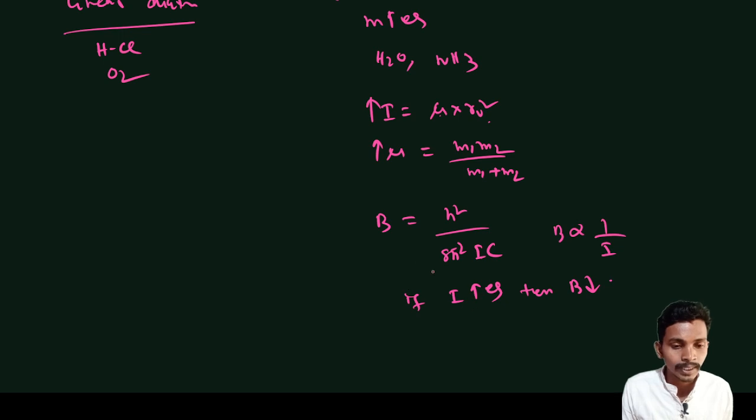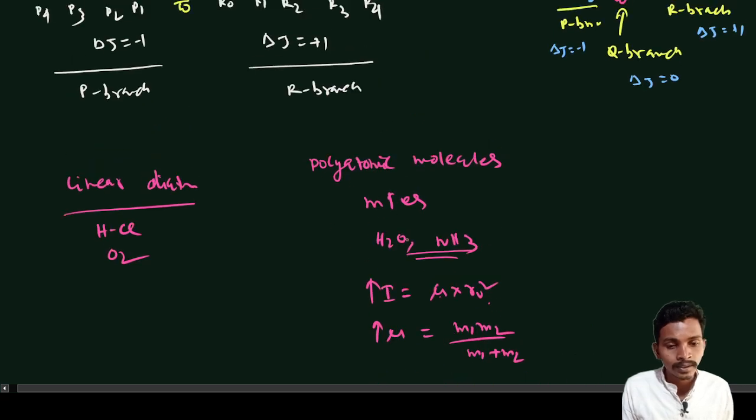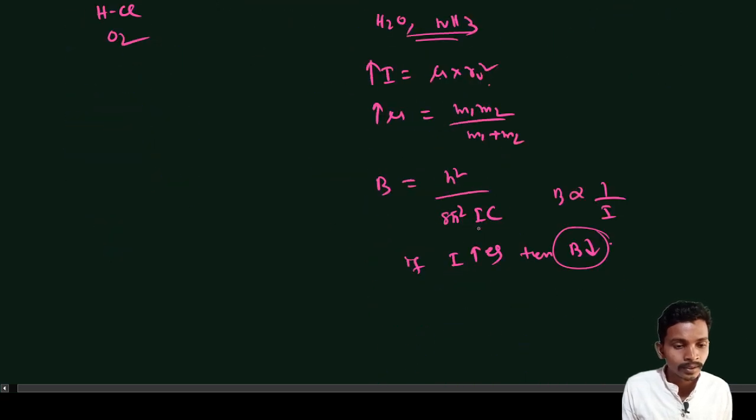So if I increases, whenever you are increasing the number of atoms, you are increasing the I value. If I increases, then B decreases.